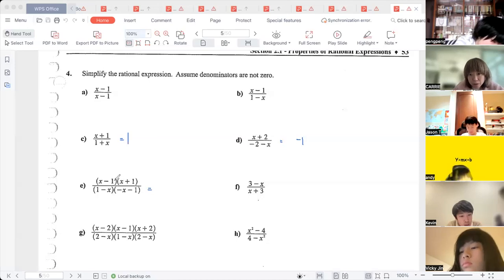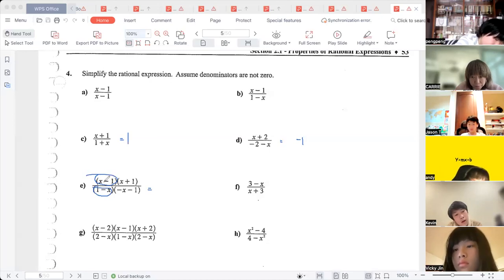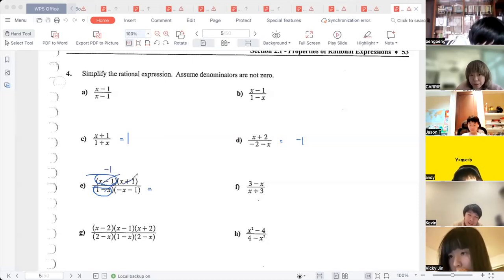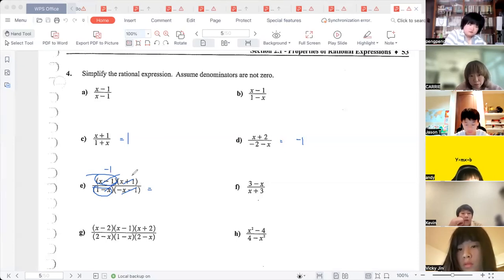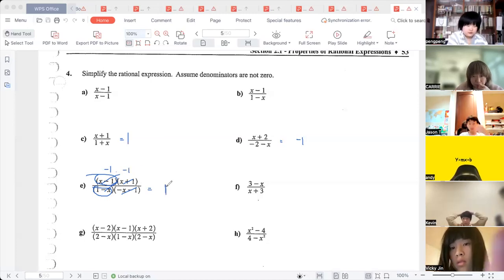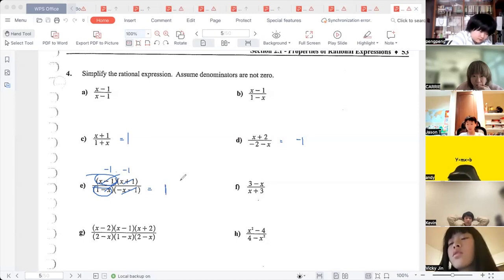So let's take a look at this one. So Kevin, x minus 1 over 1 minus x equals what? -1. Right? So x plus 1 over negative x minus 1, Jason, equals what? It's -1. So -1 times -1 equals +1.